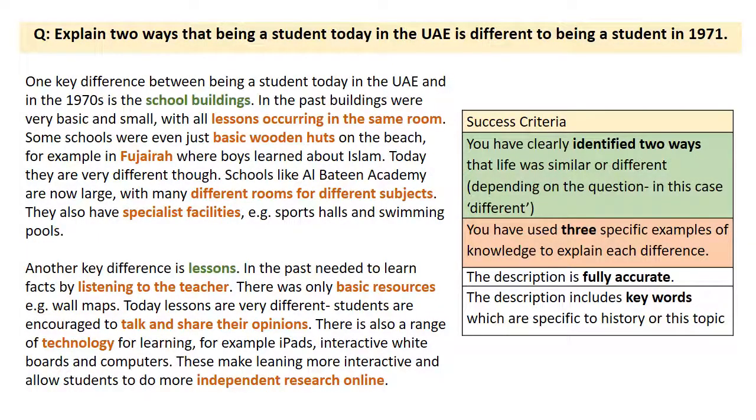Here's a model answer. Feel free to pause the video at this point and read it at your own pace. But in simple terms, we fulfilled the success criteria by firstly identifying the ways that being a student today is different to being in the past. As discussed already, we've identified school buildings and lessons. By doing this in the first sentence, it's really clear to the reader. We've also included at least 3 specific examples of evidence that show that difference between the past and the present, as shown in red.